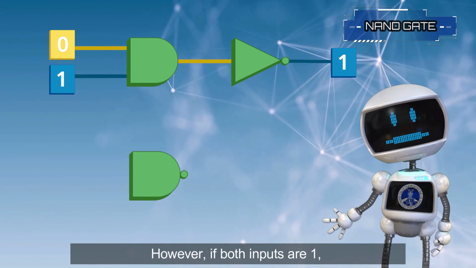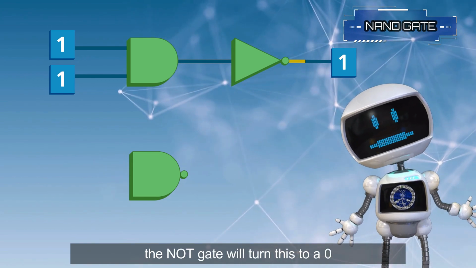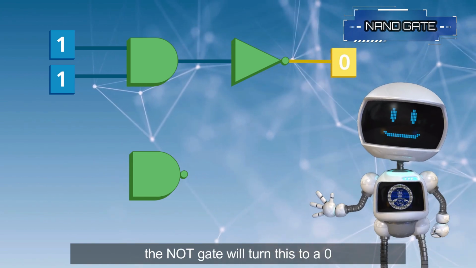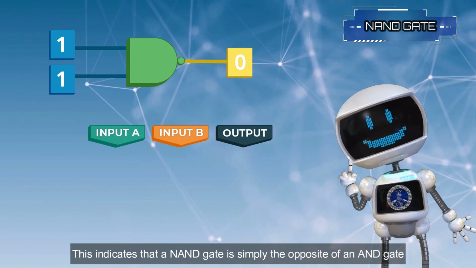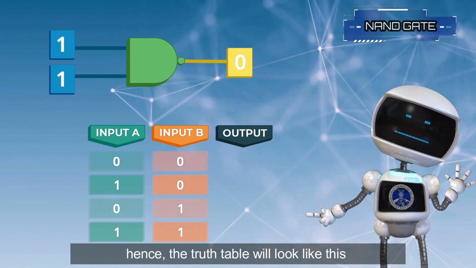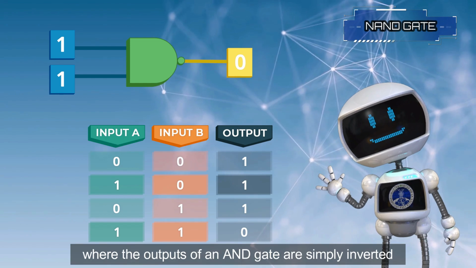However, if both inputs are 1, the output of the AND gate will be 1. The NOT gate will turn this to a 0. This indicates that a NAND gate is simply the opposite of an AND gate. Hence, the truth table will look like this, where the outputs of an AND gate are simply inverted.